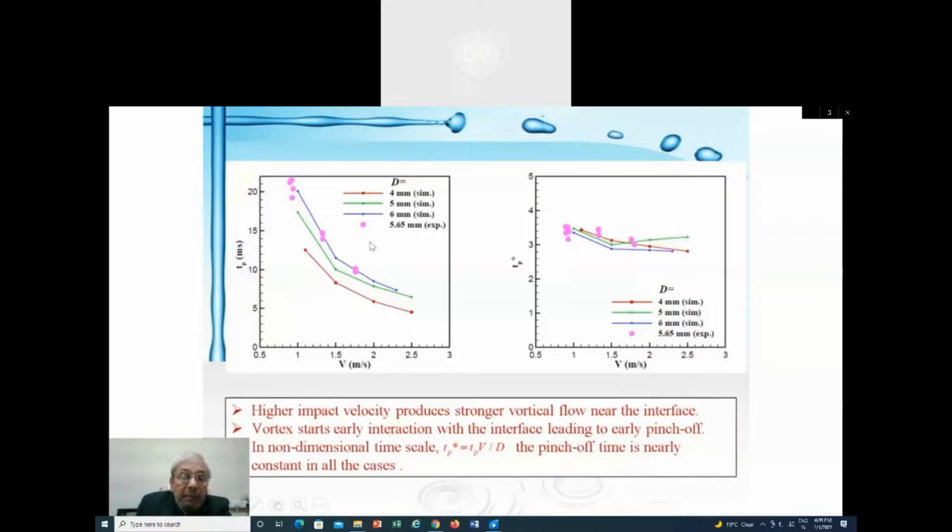Now this pinch-off time is a parameter. Then pinch-off time versus velocity can be plotted. Higher impact velocity produces stronger vertical flow near the interface, and the vortex starts early interaction with the interface, leading to early pinch-off. So with the increased velocity, we can see that pinch-off time reduces. And here, of course, on a non-dimensional time scale, pinch-off time is nearly constant. Here we can see our computational results for 4 millimeter drop, 5 millimeter drop, and 6 millimeter drop. And this is the experimental result for a 5.65 millimeter drop.